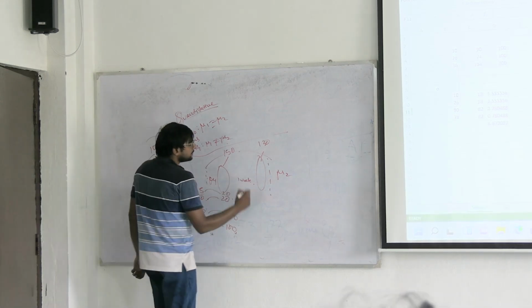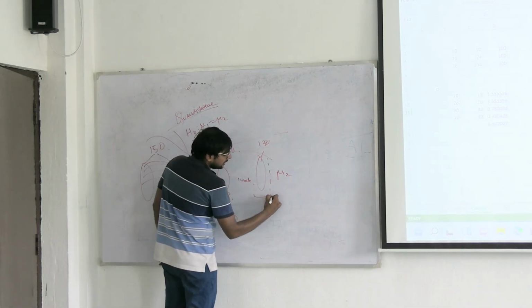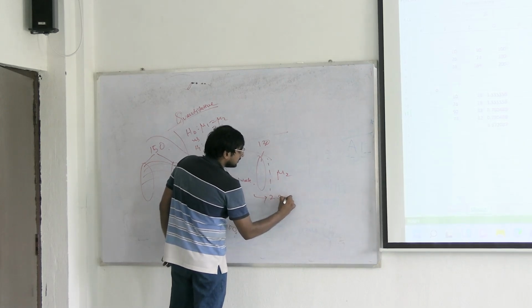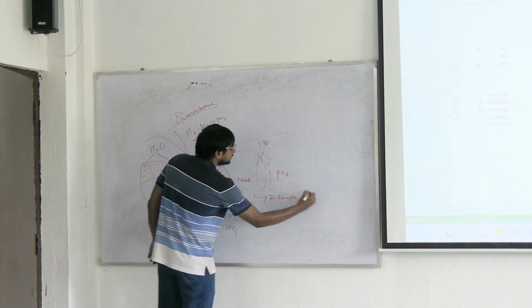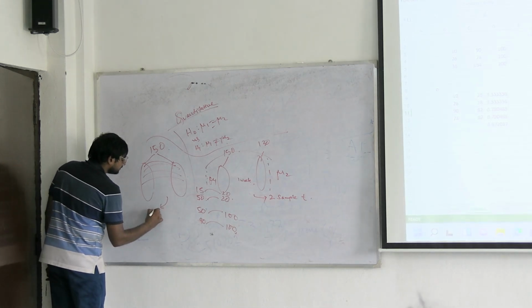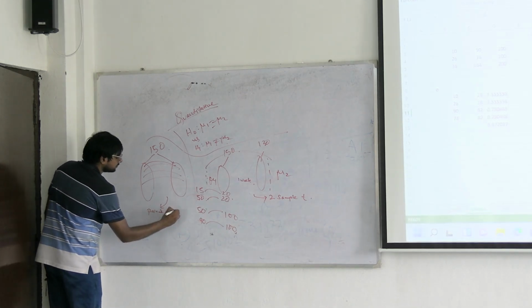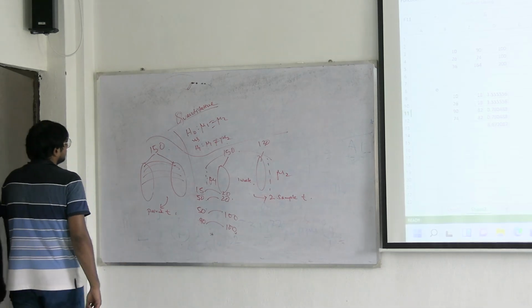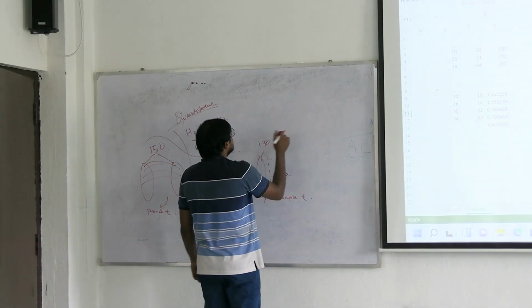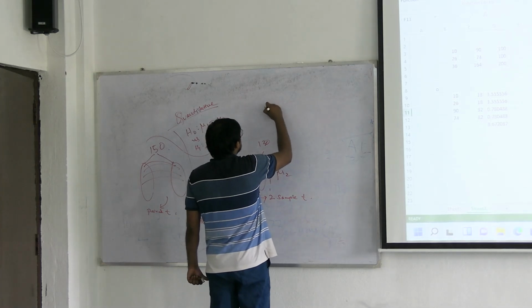So in this case, we will use the 2 sample T, and in this case, we will use the paired T. So I will just write the test statistic and the degrees of freedom, nothing else.